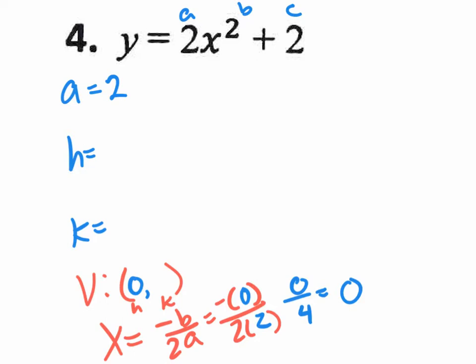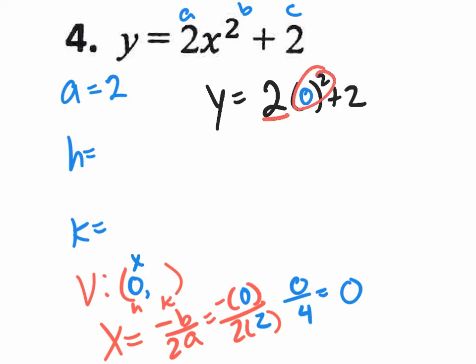Our y value, we need to find by plugging it back in, right? So let's rewrite the equation. y equals 2x squared plus 2. And let's actually plug in that x value of 0 right in there. And what do we get for our y value?